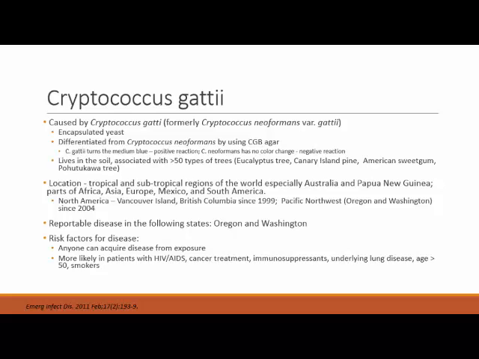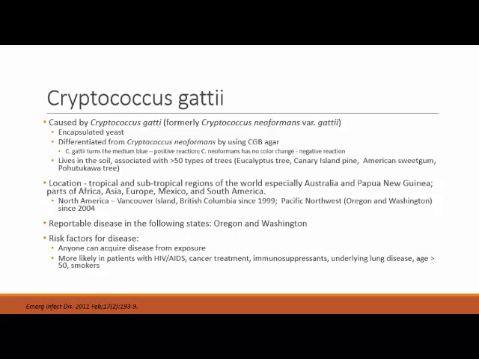This yeast lives in the soil. It has a very strong association with trees, in particular a eucalyptus tree, pine, American sweet gum, and this pohutukawa, I don't know what kind of tree this is. The location is mostly in tropical and subtropical regions of the world, especially Australia, Papua New Guinea, parts of Africa, Asia, Europe, Mexico, essentially everywhere, but Australia and Papua New Guinea were where the first reports were.